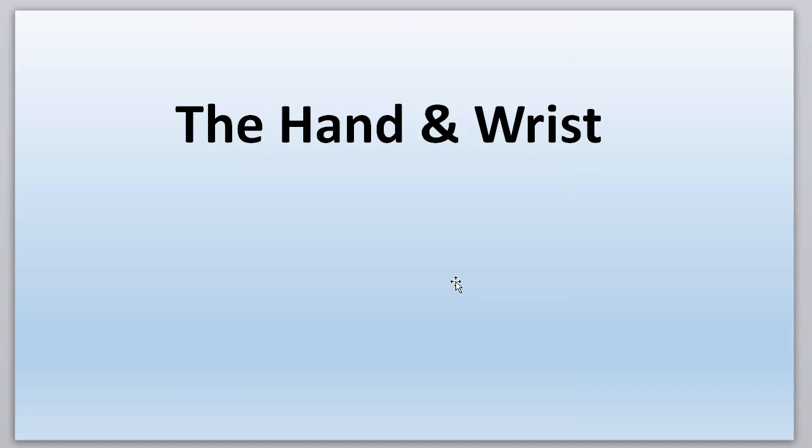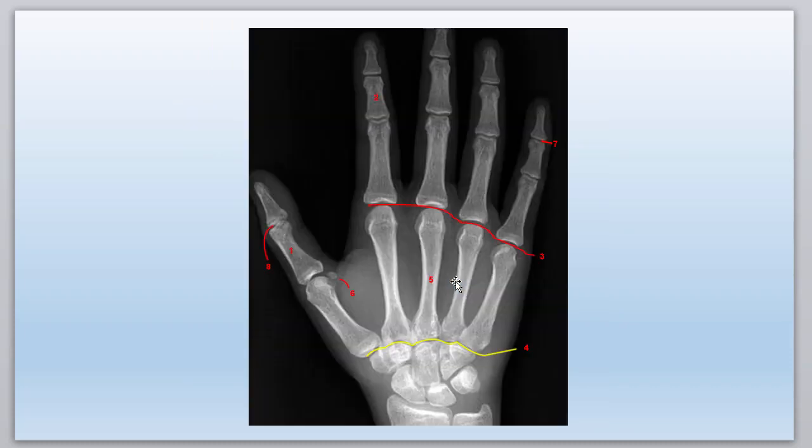Okay, moving to the hand and wrist on our journey. So this is obviously a hand, AP, or this is actually a PA view. Here's the fingers, phalanges, metacarpals, carpal bones. You can just see the radius, and you can see the ulna right here. There's the ulnar styloid process. There's the styloid process of the radius.